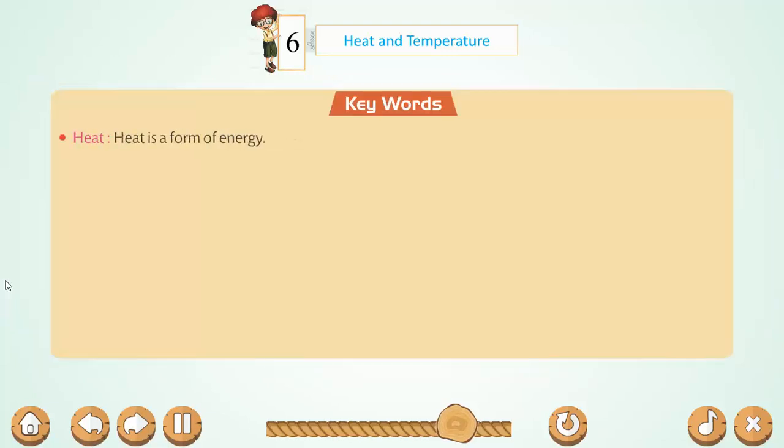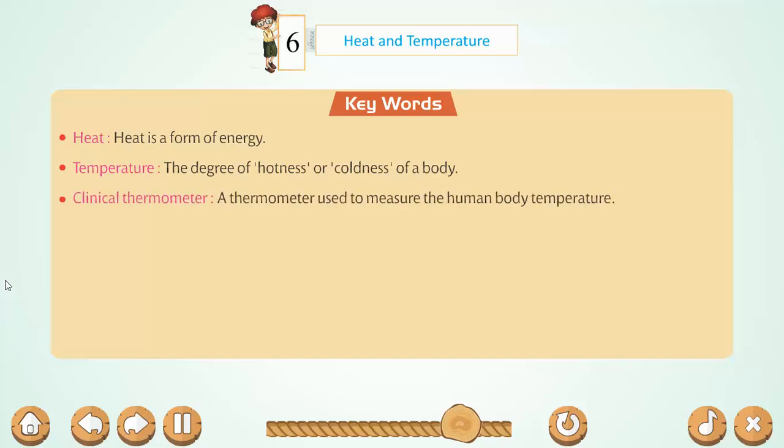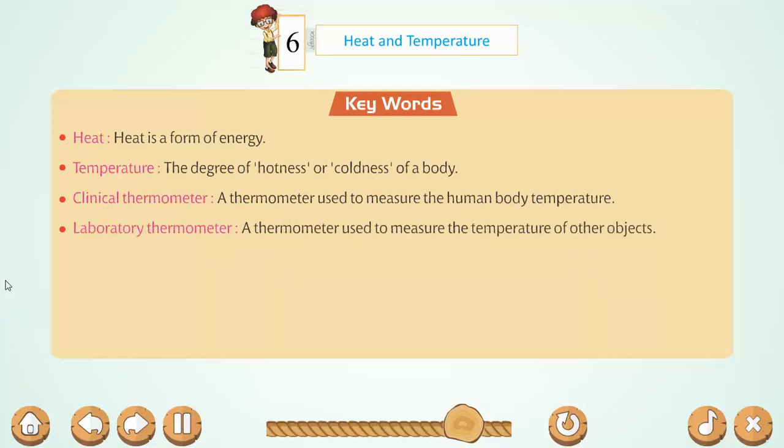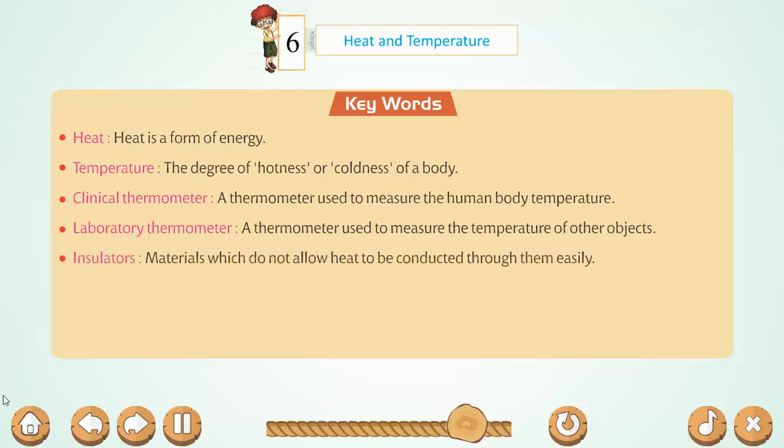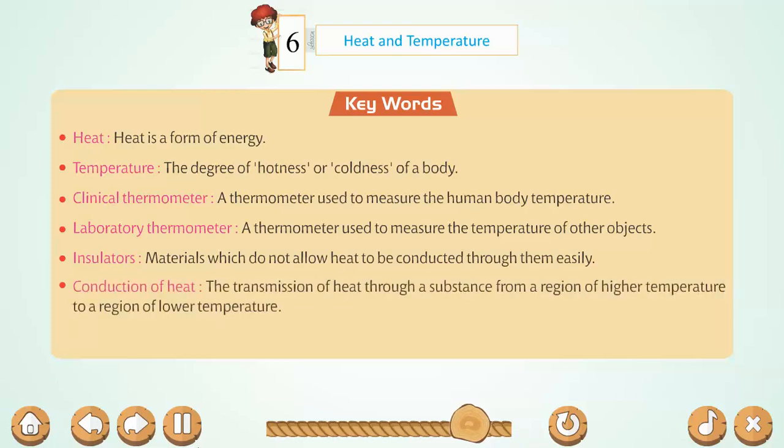Keywords. Heat: heat is a form of energy. Temperature: the degree of hotness or coldness of a body. Clinical thermometer: a thermometer used to measure the human body temperature. Laboratory thermometer: a thermometer used to measure the temperature of other objects. Insulators: materials which do not allow heat to be conducted through them easily.